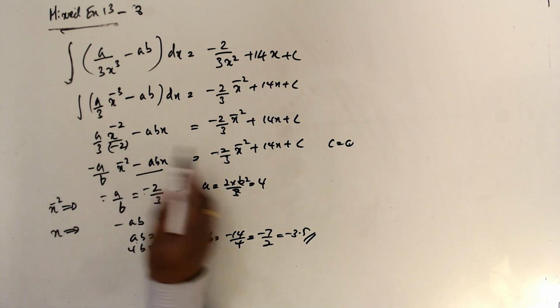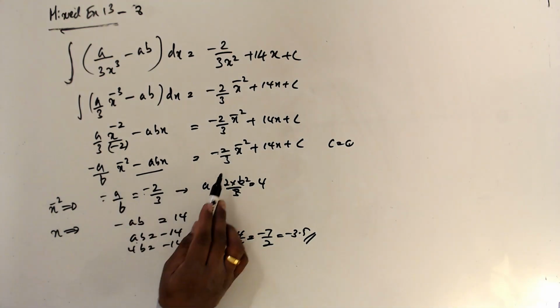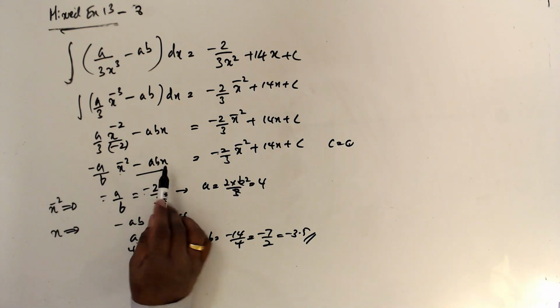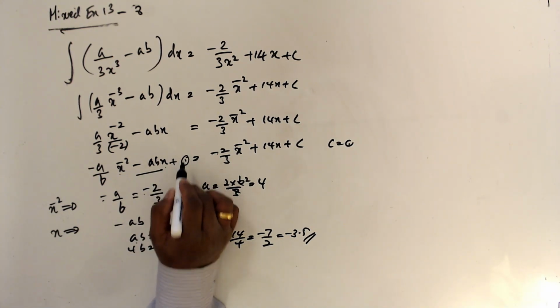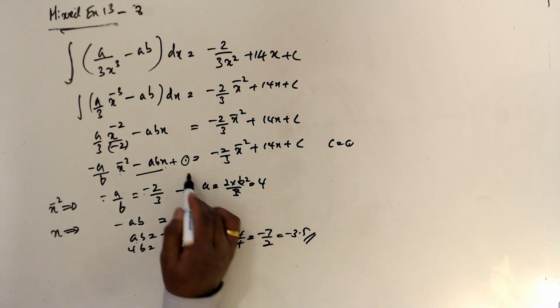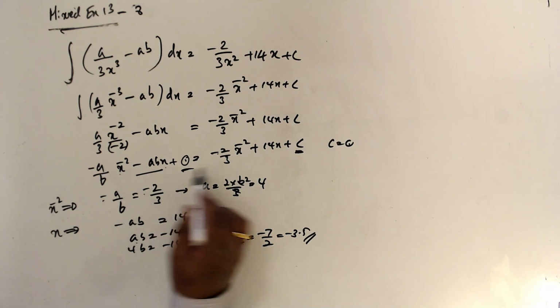I just solved this equation by equating the coefficients of x minus 2 and x, and this is going to be the constant. This constant value is 0 here, and the constant is c here, so c has to be 0.